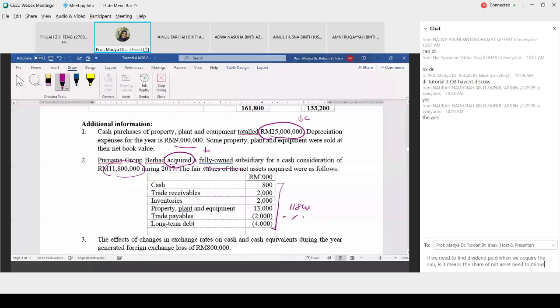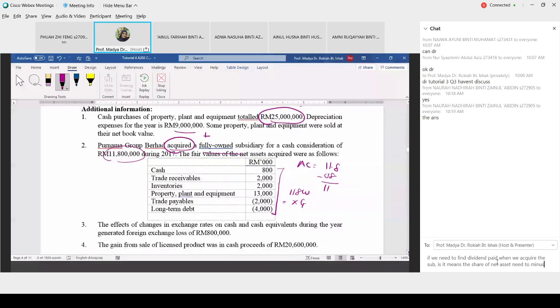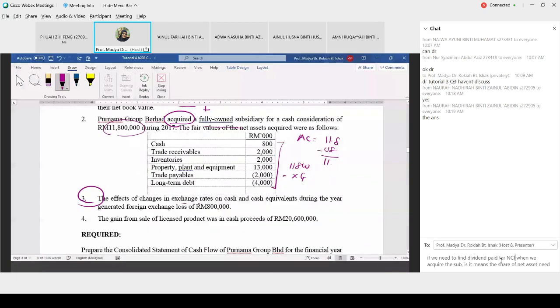So aggregate cash is 11.8 minus 800, 0.8. Yeah, so you're going to have 11, minus this one. The effect of, okay, this one you have to be careful. I said that the effect of the changes in foreign exchange rate is going to affect the cash and cash equivalent during the year. So this one needs to be added to your cash and cash equivalent.